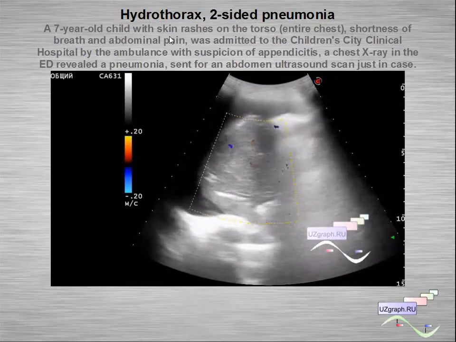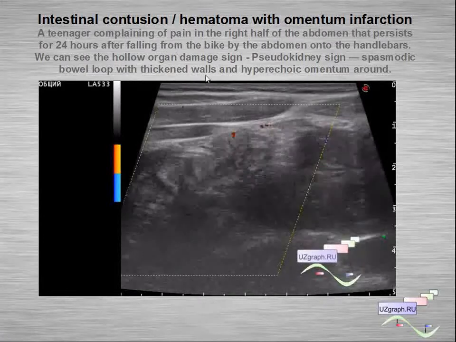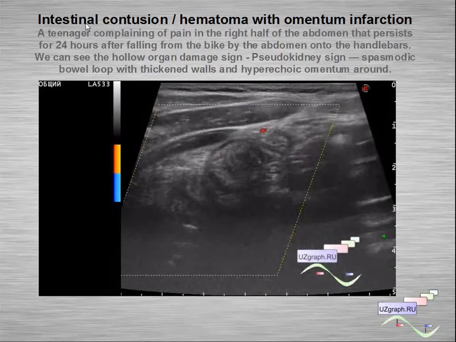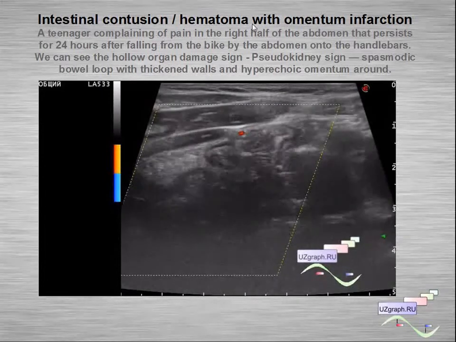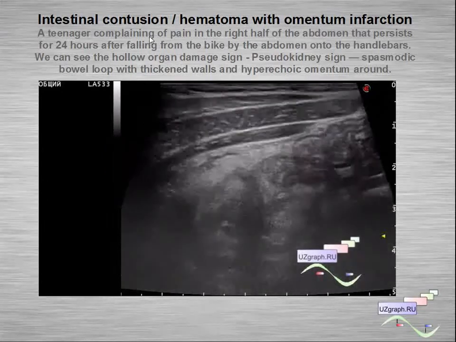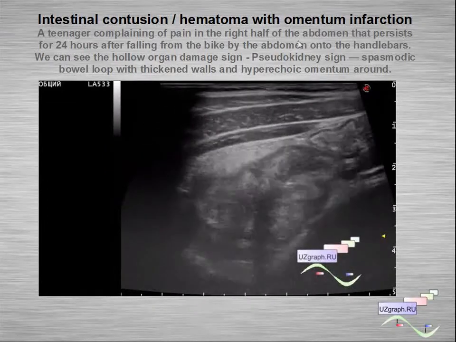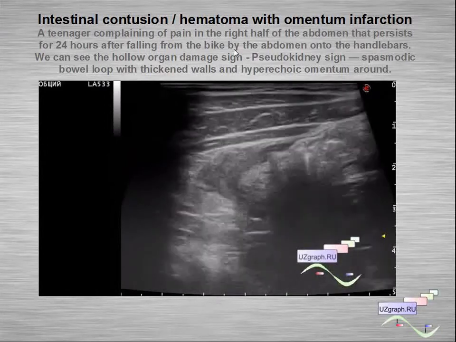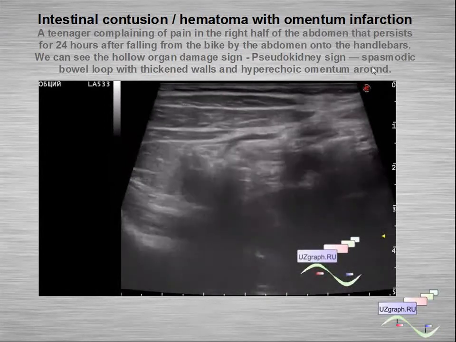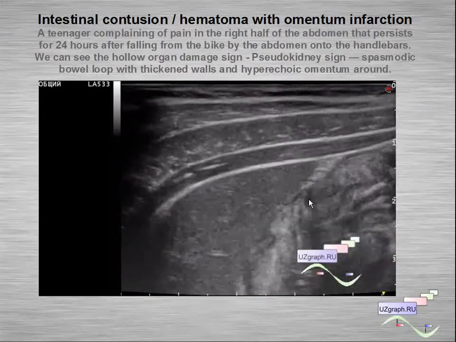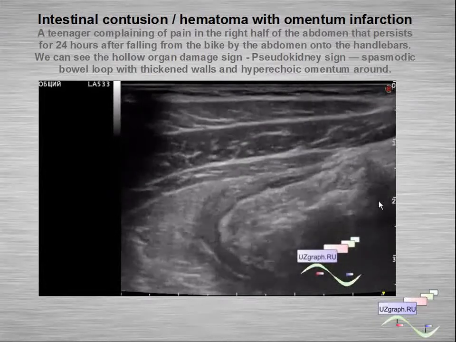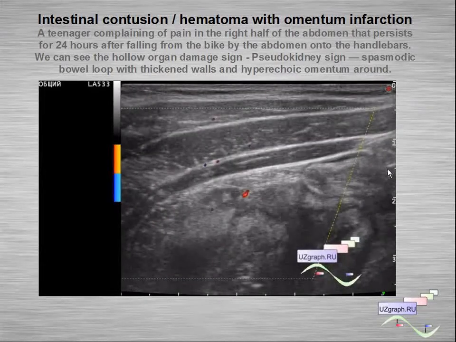Another case of trauma, it's intestinal contusion, hematoma with omentum infection, in a teenager falling from a bike onto the handlebars with the abdomen. We can see pseudo-kidney sign, hyperechoic omentum around, thickened wall, spasmodic intestinal loops.